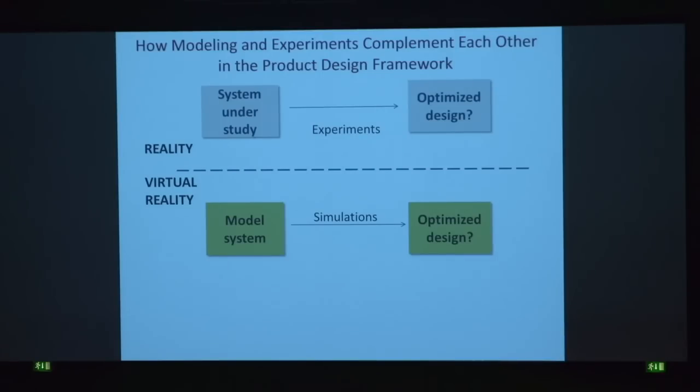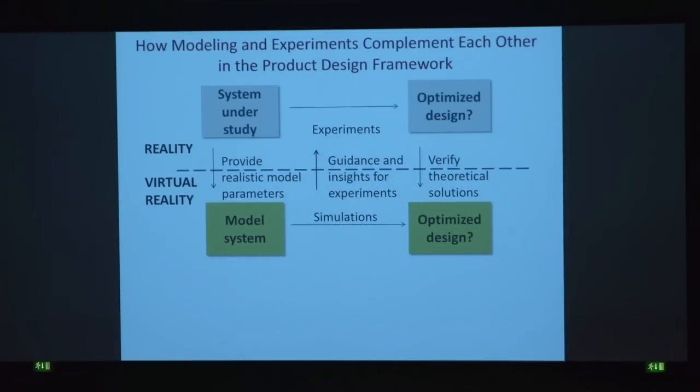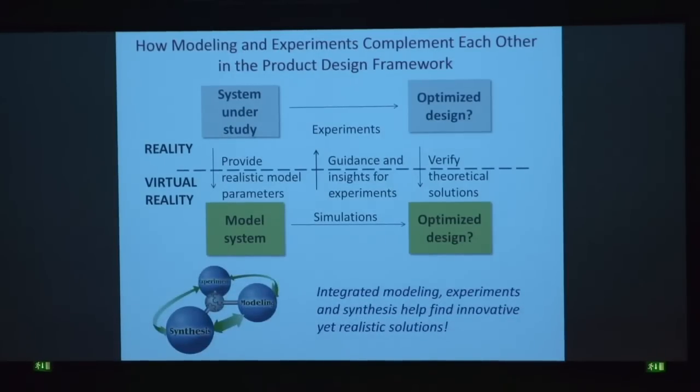So what you saw before is the strategy that we used. That is, we use experiments to provide realistic model parameters, use the simulations to guide the experiments, and use the experiments to verify our solutions. That was what we have been doing. Therefore, we integrate modeling, experiments, and synthesis to come up with innovative yet realistic, commercializable products.